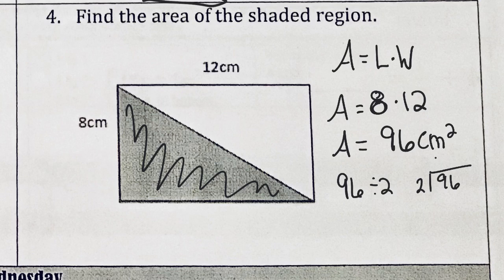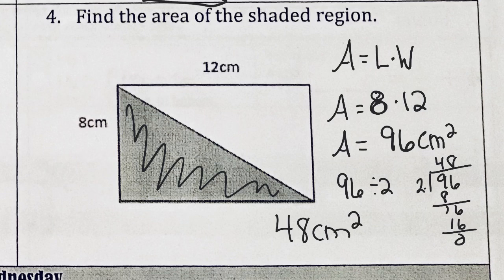So 2 goes into 9 4 times. That leaves me with 8. 2 goes into 16 8 times. So 48 centimeters squared would be the area of the shaded region.